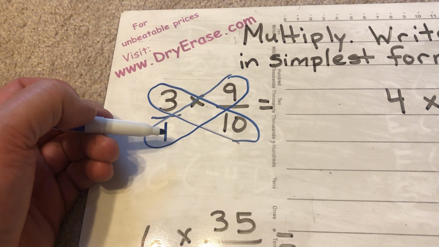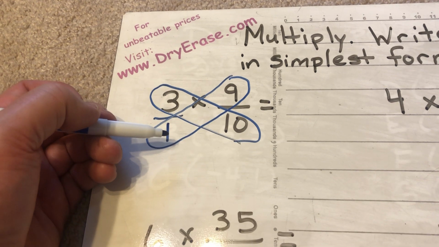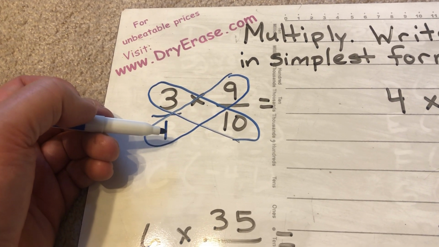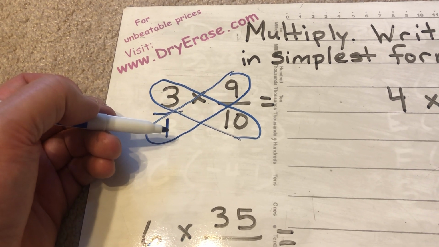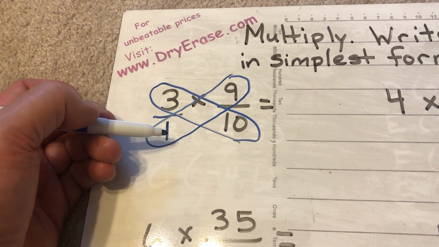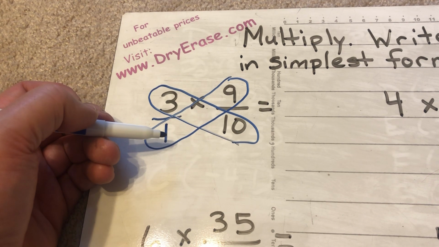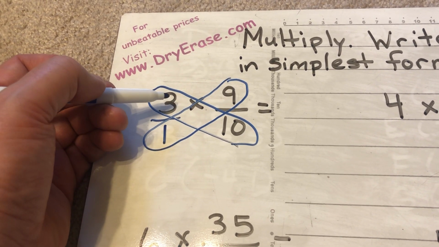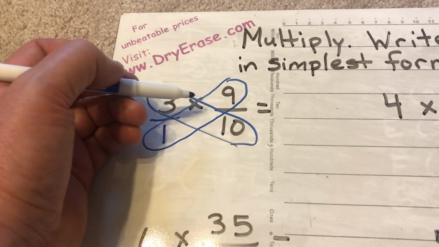If you can't cross-check, then you know your answer is going to be in simplest form. So the only thing you might have to do is take an improper fraction and turn it into a mixed number. So when I'm looking at this here, and I'm thinking, well, okay, there's no number besides 1 that can go into both 3 and 10.